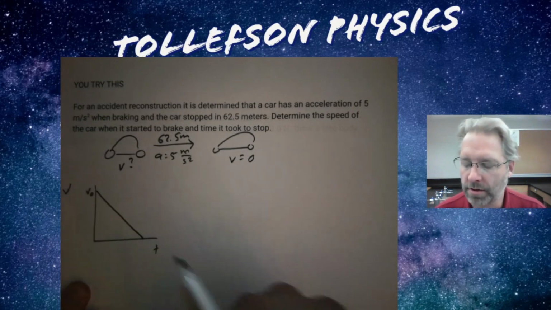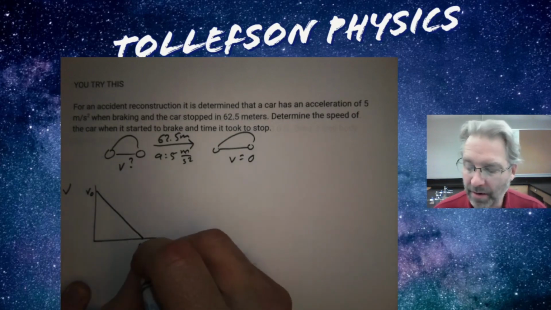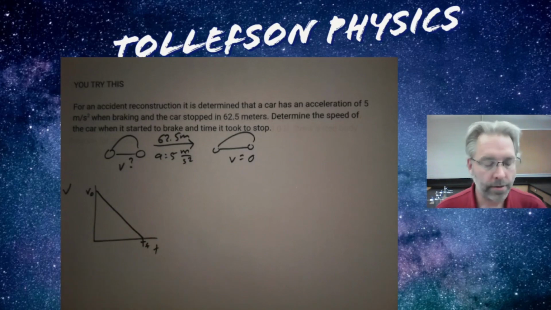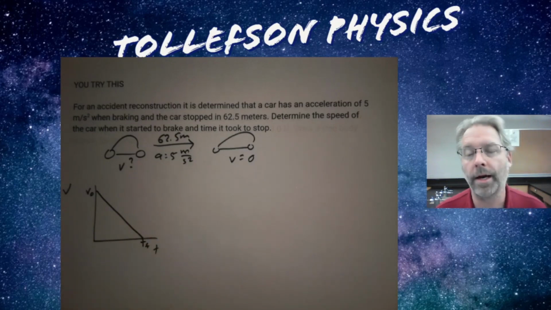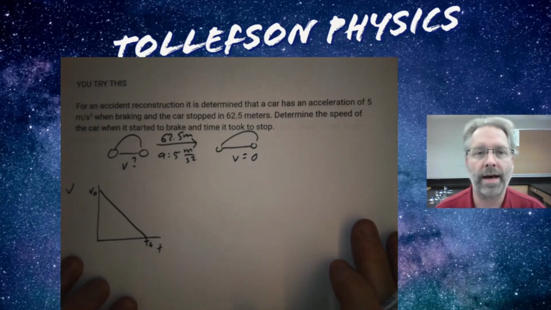We don't know the initial velocity here. We know the final velocity is 0. We also don't know the time here, so this final time we don't know as well. So let's go ahead and write equations. In this particular case, we're going to have to write a slope equation and an area equation, and then combine the two as a system of equations to actually solve for what's asked for.